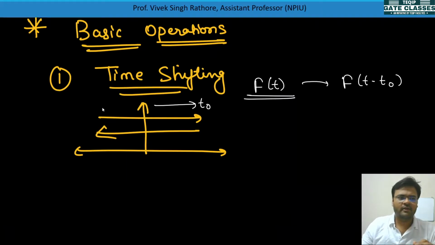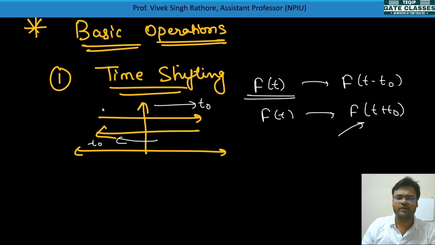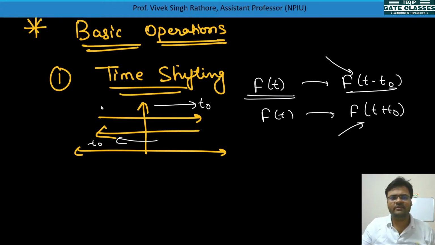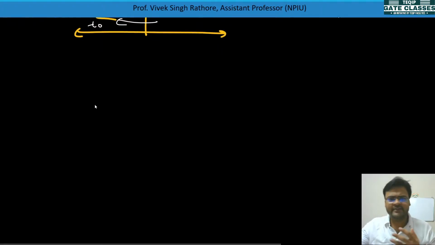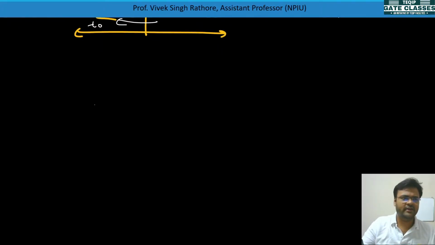And if we are shifting in the other direction by t0 time, we represent it as f(t plus t0). This is called advance and the other is called delay. So f(t minus t0) is called the delayed signal and f(t plus t0) is called the advanced signal. Let's take an example and try to understand it.